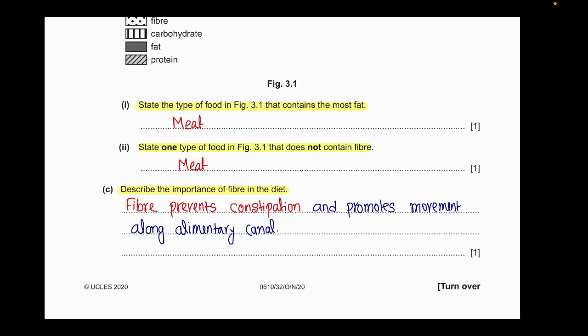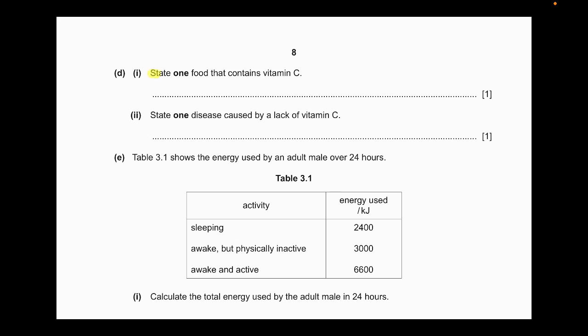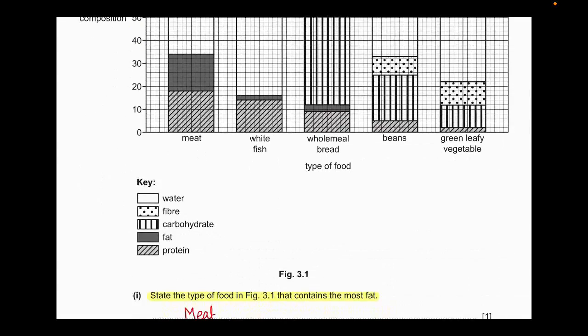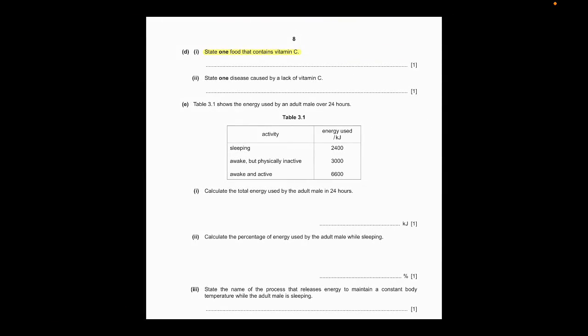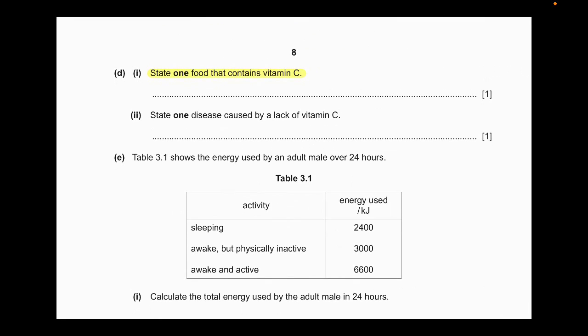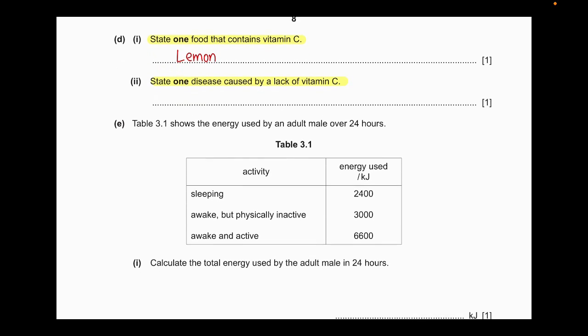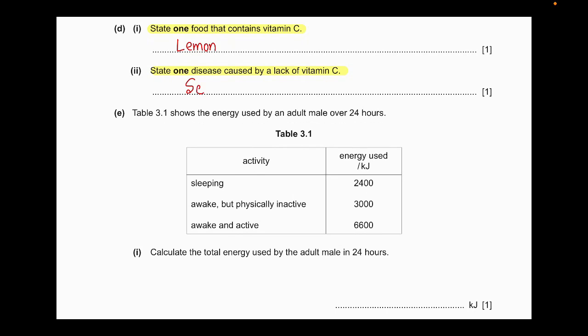Guys, moving on to the next question. State one food that contains vitamin C. Okay. So generally food that contains vitamin C in our day-to-day life that we know of would be lemon. State one disease caused by lack of vitamin C. So lack of vitamin C is definitely going to cause scurvy.